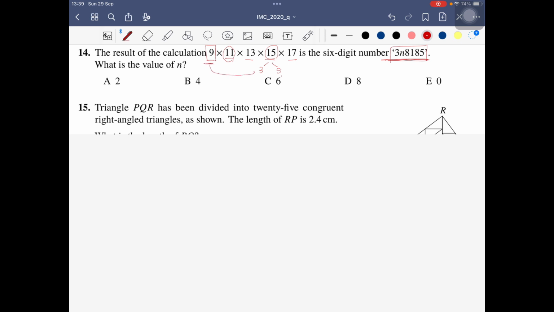So in the last video, I explained that a multiple of 9 is very easy to figure out because we can add all these digits. 8, 1, 8, 5. This should be a multiple of 9. So this is 25 plus n. It should be a multiple of 9 or a multiple of 27. Whatever it is, n should be 2.